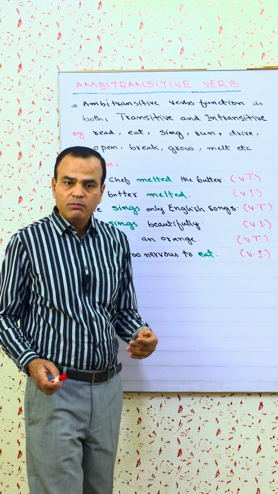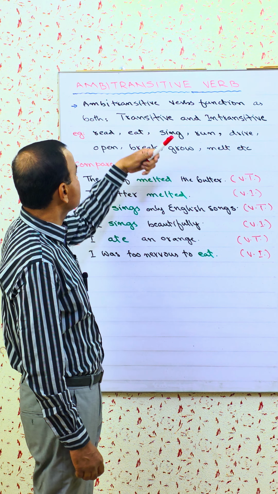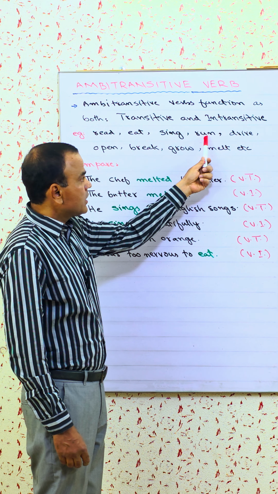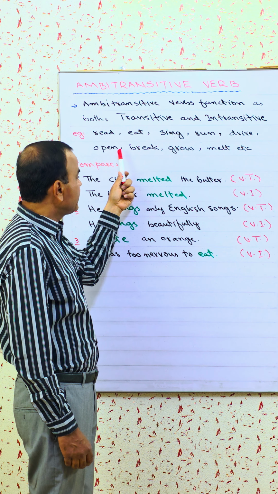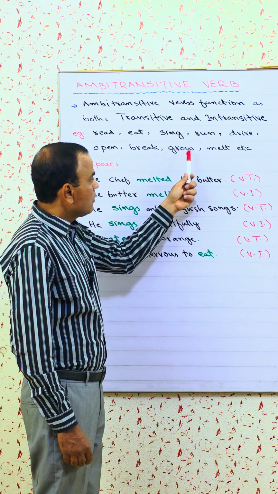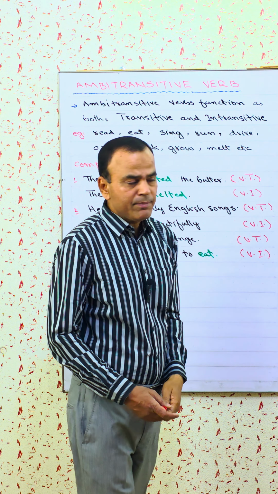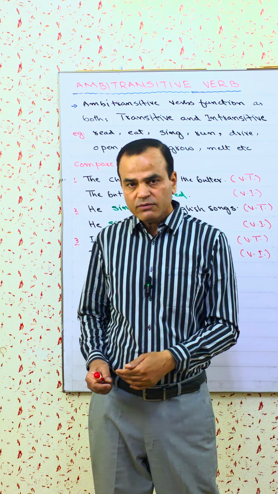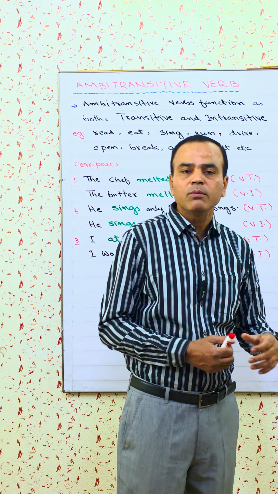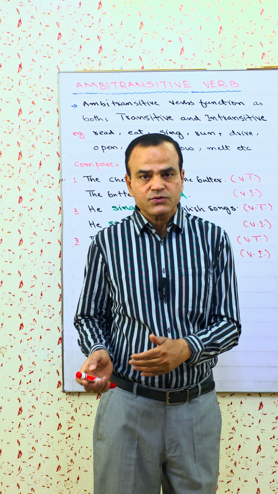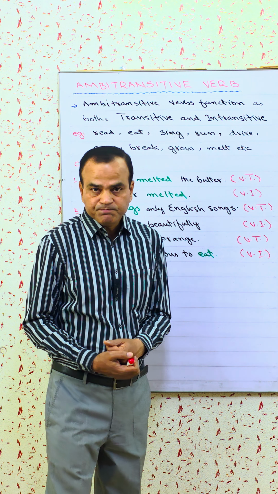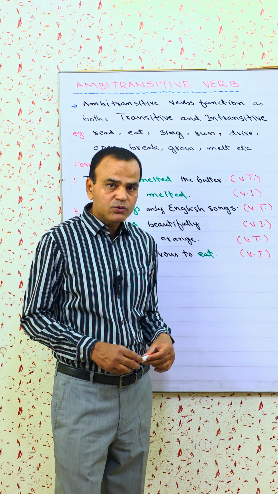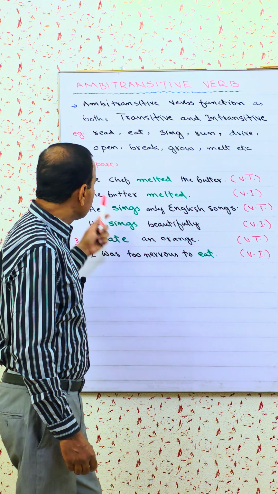The most common examples of ambitransitive verbs are read, eat, sing, run, thrive, open, break, grow, melt, and etc. I'm not going to write a long list here to make the video long, but I have just written very commonly used verbs that can be used as transitive and intransitive. Now let us understand how they are used transitively and how they are used intransitively in sentences.